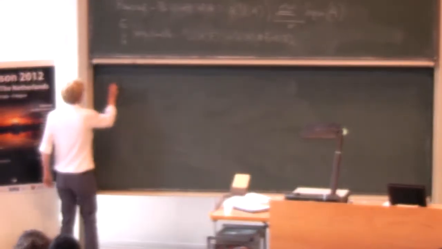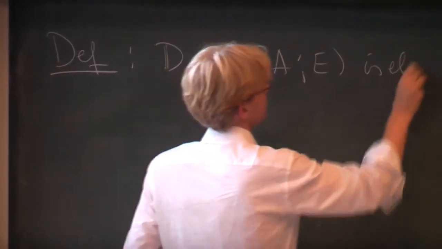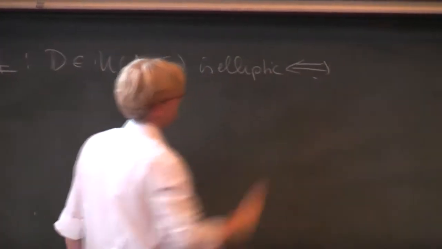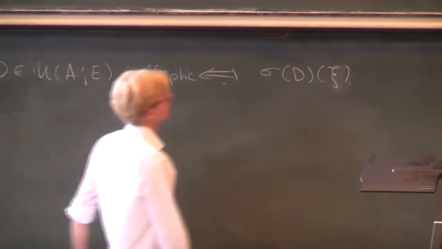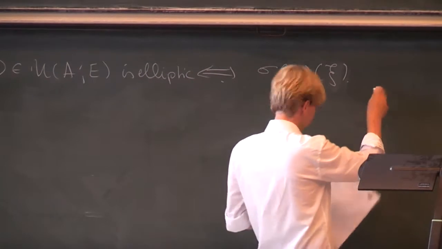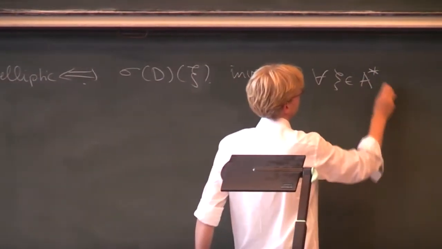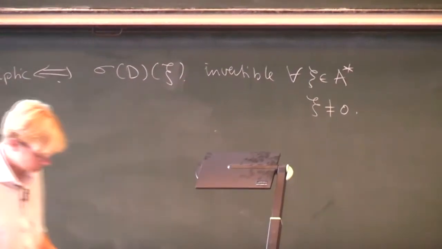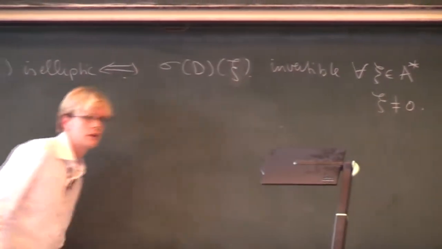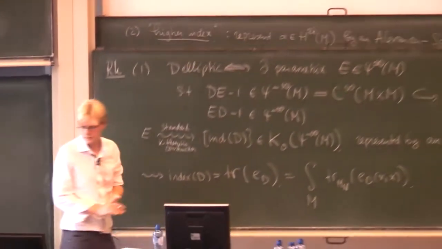I'm going to say that an element in here is elliptic if and only if I take the symbol and evaluate it in a cotangent vector, then this should be invertible. When I say cotangent vector, I mean a vector in A star. Okay. So this is all the preparation that I need to state the theorems that I would like to explain.